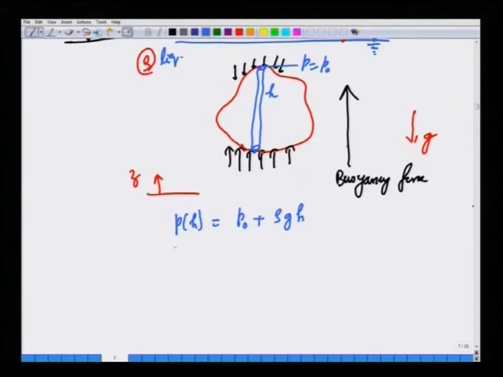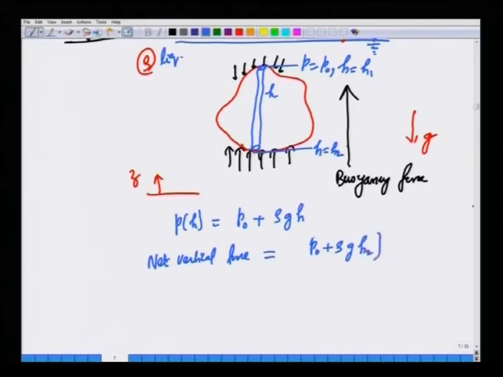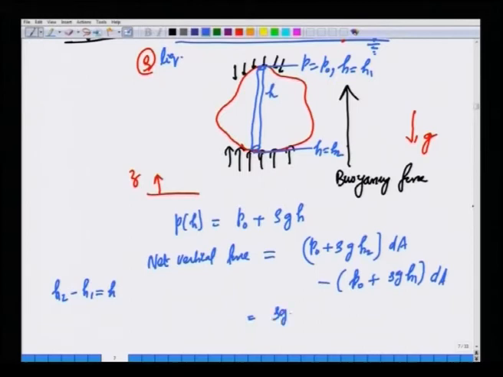So, the net vertical force on this cylindrical volume is P naught plus rho g h2 times dA, minus P naught plus rho g h1 times dA. Let us call the bottom surface h equals h2, and the top surface h equals h1. So, h2 minus h1, let us call it h. So it is rho g h dA.